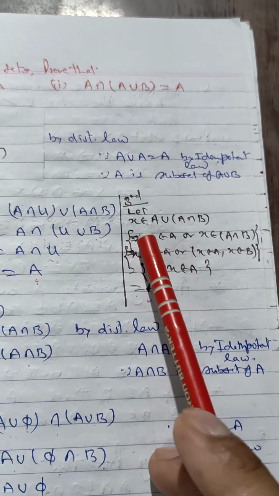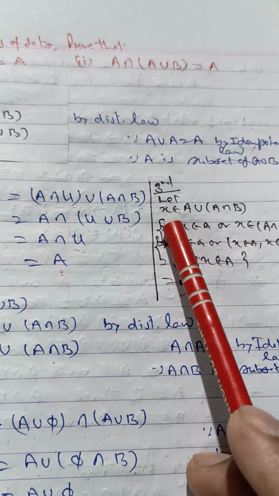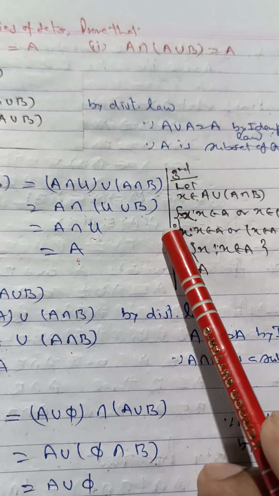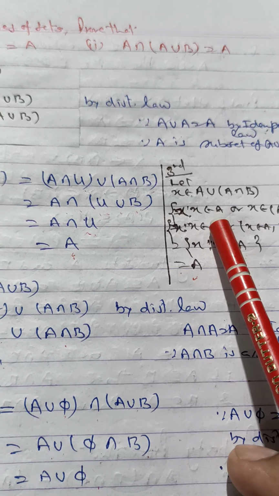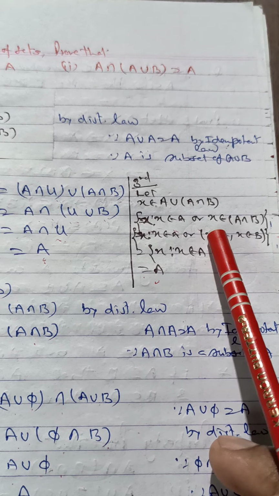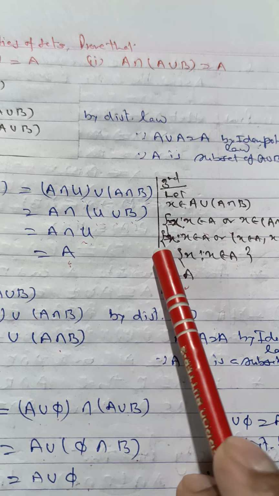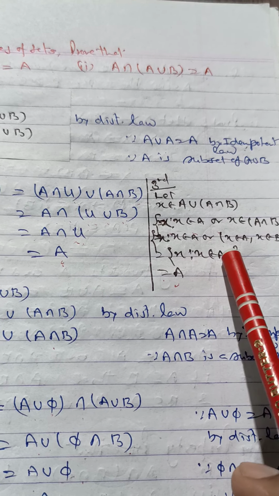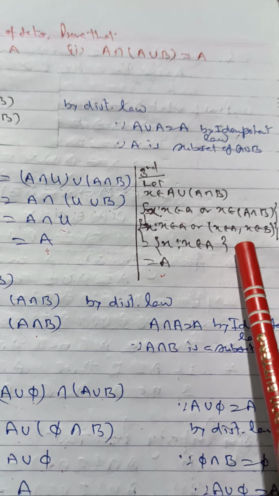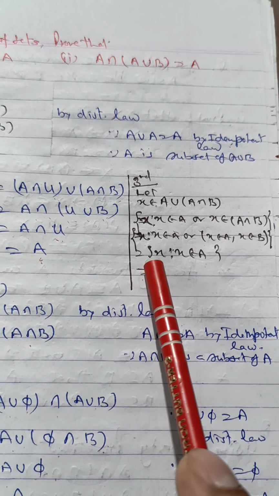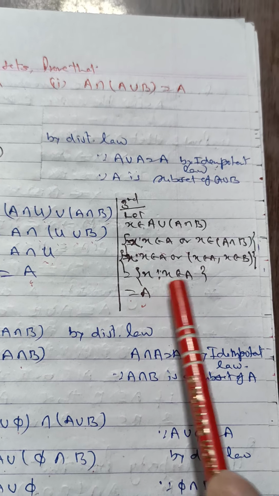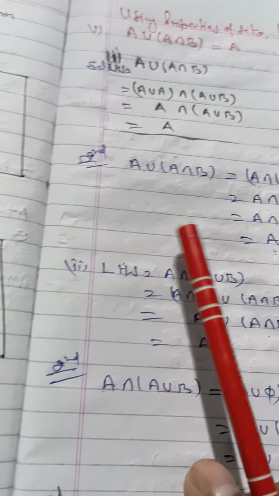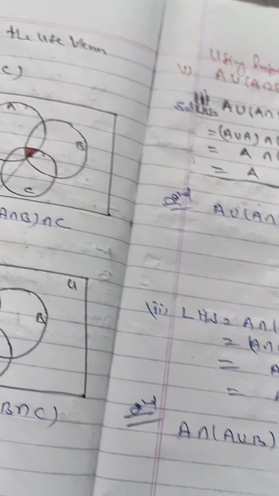And the third case, let x belong to A union (A intersection B). That is the set of all x such that x belongs to A or x belongs to A intersection B. This is equal to the set of all x such that x belongs to A or x belongs to A and x belongs to B. And this is equal to the set of all x such that x belongs to A, which is equal to A. Okay.